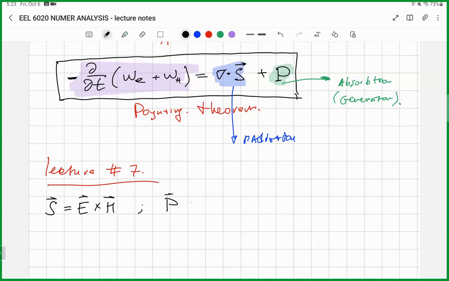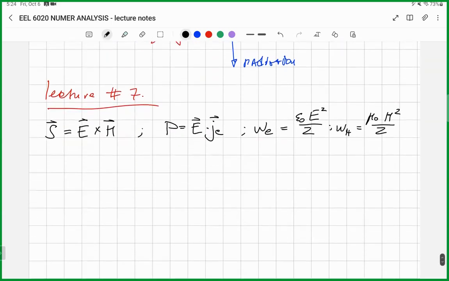The power is equal to the product of electric field and current density. Also, for example, the energy of the electric field is given by epsilon naught E squared over 2. So it's the product of electric field by electric field. And likewise, the energy of the magnetic field is given by B squared over 2 mu naught. So it's a product of magnetic field by itself.